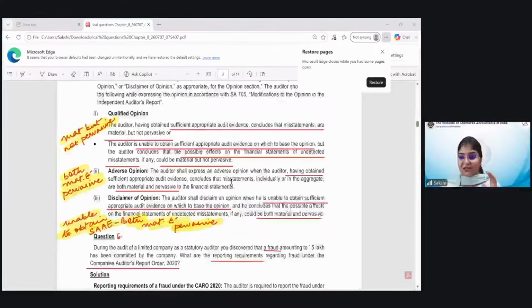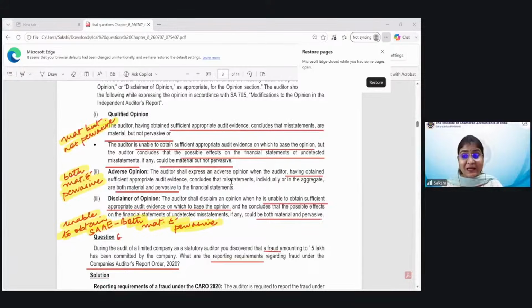Then comes disclaimer. Disclaimer says that the auditor is unable to obtain sufficient and appropriate audit evidence, and the misstatement could be both material and pervasive. So do not get confused when they say he is unable to obtain sufficient and appropriate audit evidence.